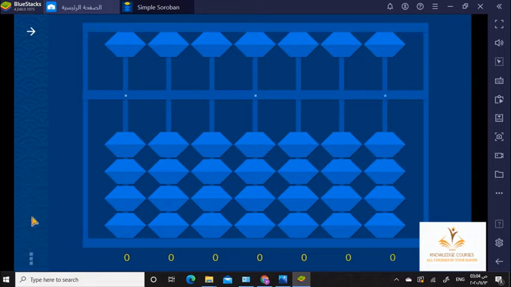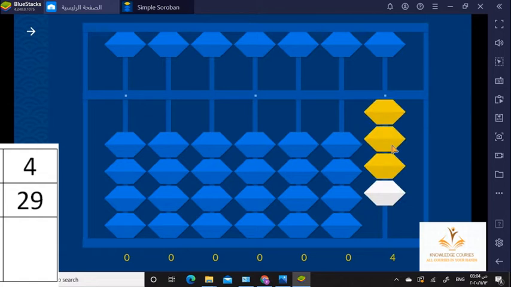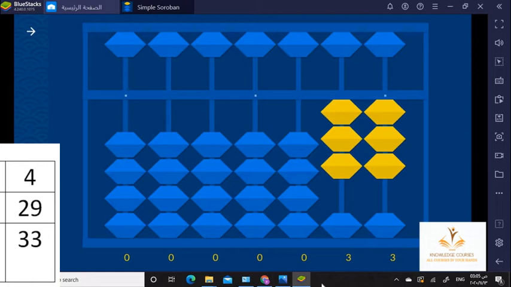Another example. 4 plus 29. 4 plus 29. 20. And the 9, I can't represent the 9. The big helper of the 9 is 1. So I can activate 10 and minus 1. So the solution is the 33.